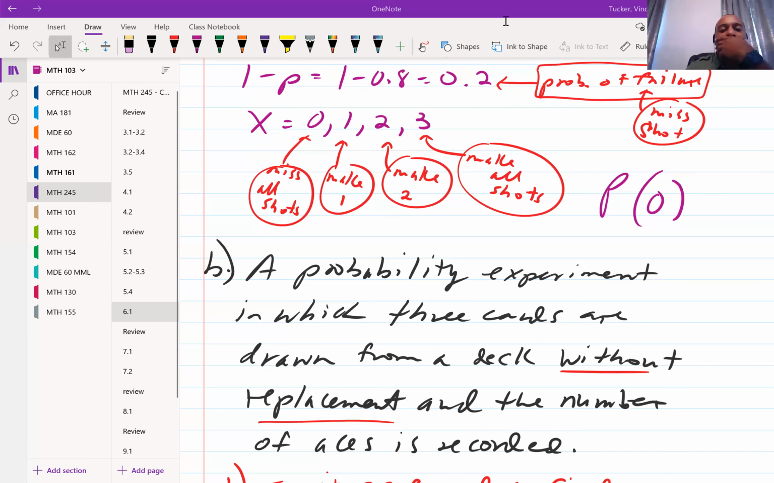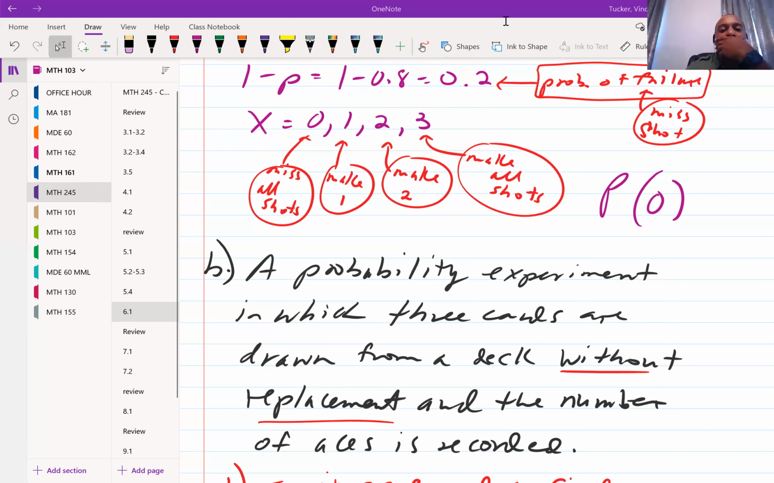All right, so let's go through the criteria. Is it performed a fixed number of times? The answer is yes, because we're pulling 3 cards out. Are the trials independent? We can stop right here because the answer is no, because it says without replacement.